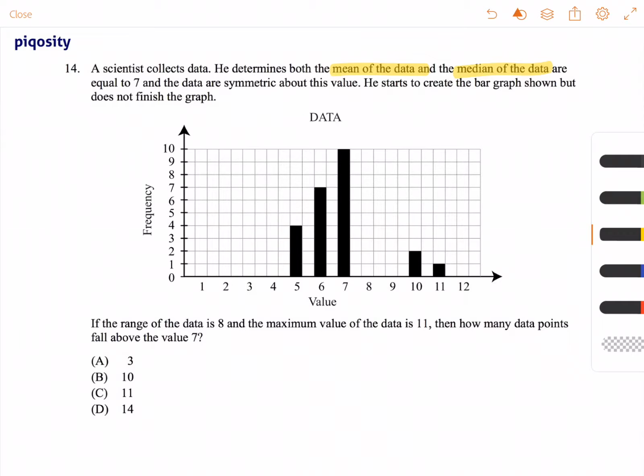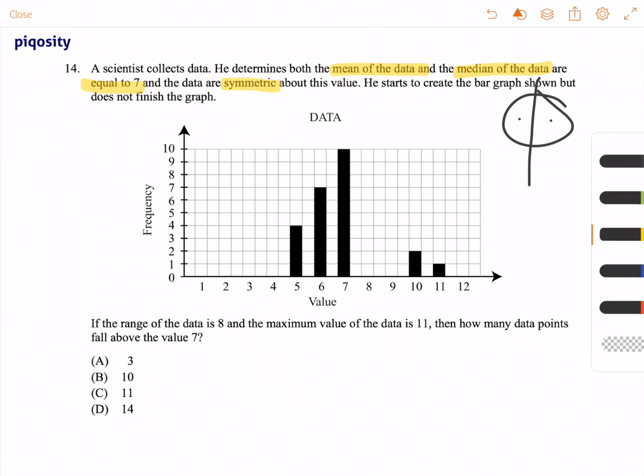The mean of the data is the average. The median of the data is the middle number, and it's equal to 7. And the data are symmetrical about that, meaning that if you have a circle and you put a line directly through it, this side is the same thing as that side, so they're symmetrical. So he starts to create the bar graph shown, but does not finish the graph because he's lazy.